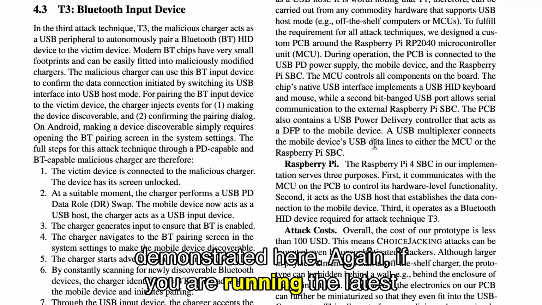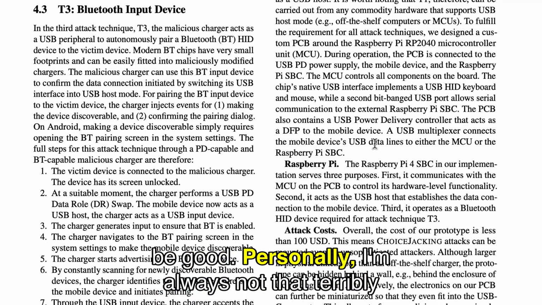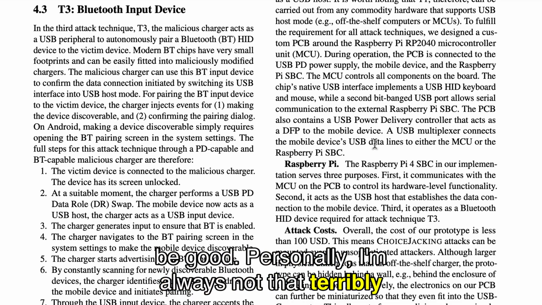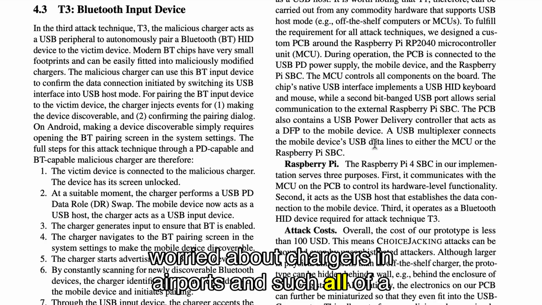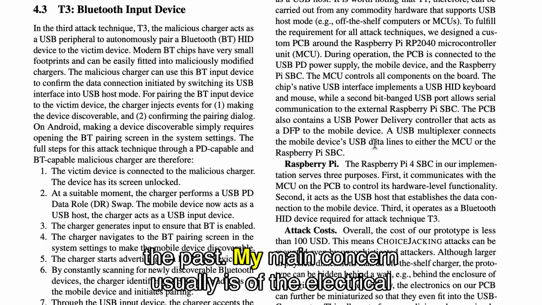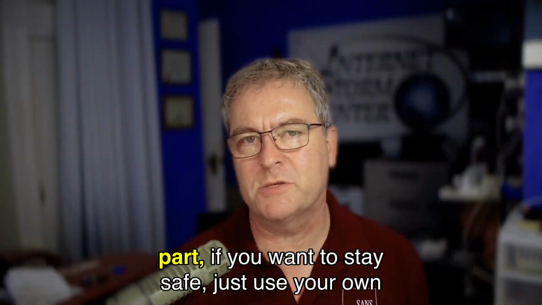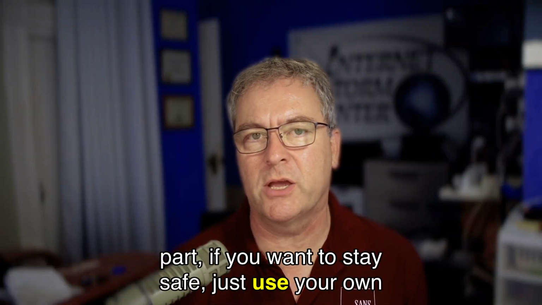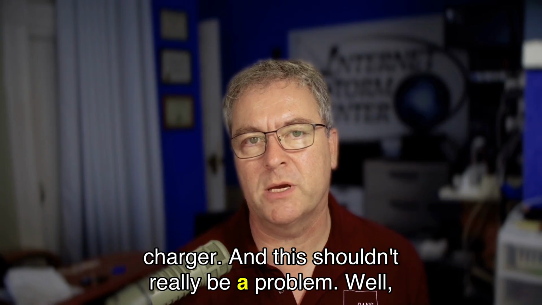Again, if you are running the latest versions of the respective operating systems, you should be good. Personally, I'm not that terribly worried about chargers in airports and such all of a sudden turning malicious. Apparently, it has happened in the past. My main concern usually is the electrical safety of some of these chargers. But for the most part, if you want to stay safe, just use your own charger, and this shouldn't really be a problem.